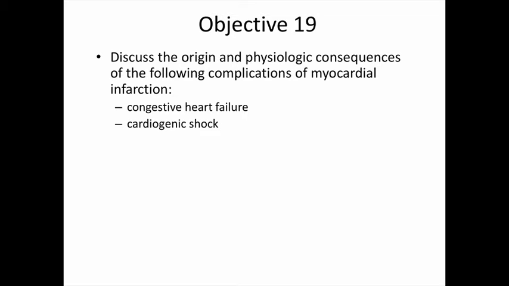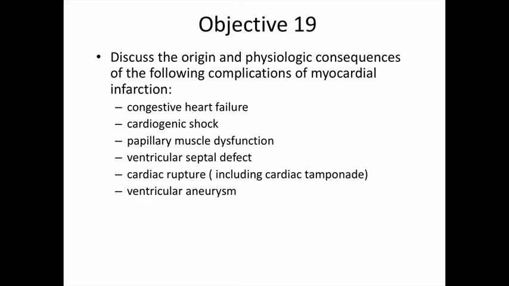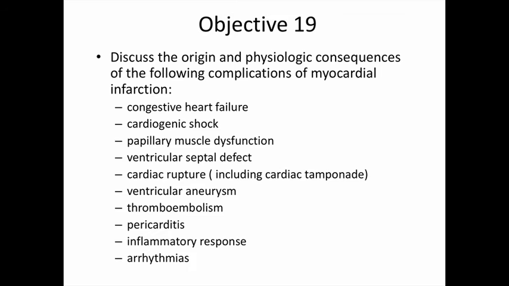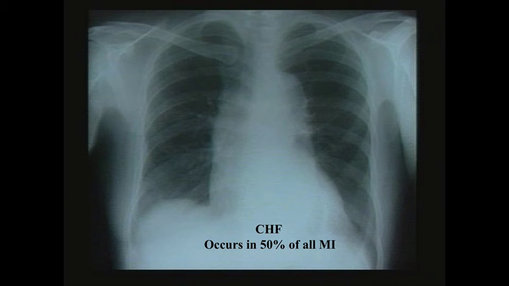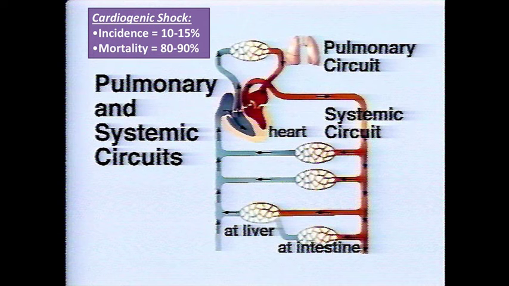Turns out that heart failure is quite common after myocardial infarction. Then I'm going to introduce a concept called cardiogenic shock, papillary muscle dysfunction, ventricular septal defect, cardiac rupture, including tamponade, ventricular aneurysm, thromboembolism, pericarditis, the inflammatory response, and arrhythmias. So these things may or may not occur after myocardial infarction. They may occur for other reasons as well. Not just myocardial infarction, but this seems to be a good way to introduce them, and we're not going to spend a bunch of time on this. So again, heart failure is quite common with people who have had myocardial infarctions. About half the people who have heart attacks will end up with heart failure at some point.